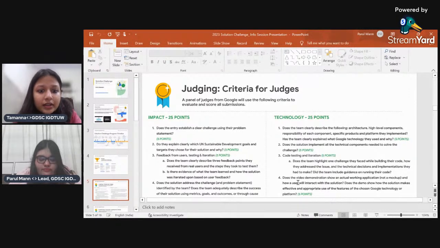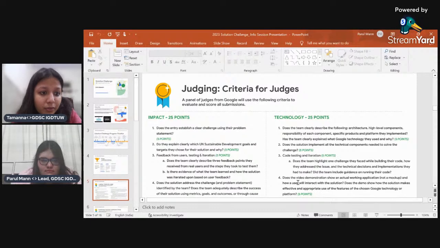So obviously the impact that your solution creates in the real world would definitely impact whatever points you get. The impact comes under five more criteria. First, whether your presentation, whether your project establishes a clear challenge, whether it actually solves a problem or not, and it is not just something that is already made, or it doesn't solve a big problem. So it can be a big or small problem.